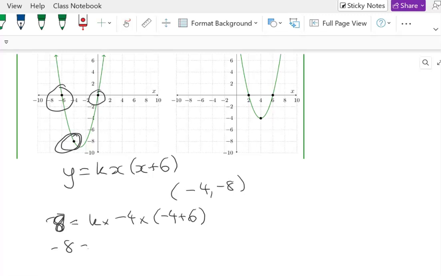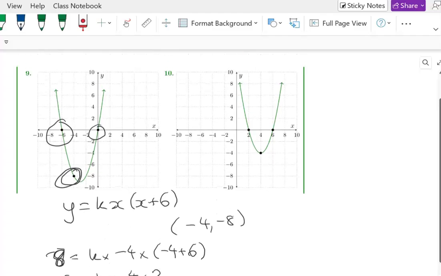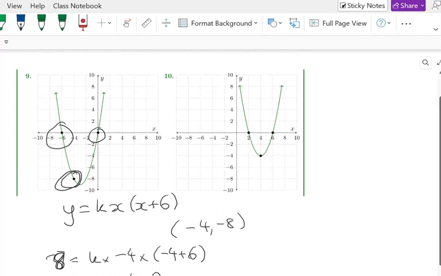So -8 is equal to k times -4 times 2. -8 is equal to -8k. k is equal to 1 again. All right, and there's one last one for you guys to try, which will be this.